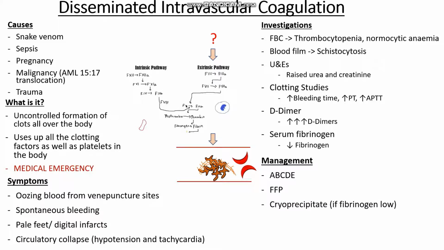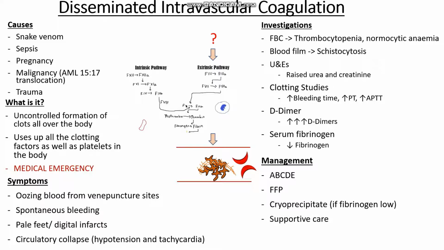The next thing we can do is give cryoprecipitate if fibrinogen is low, because cryoprecipitate is a concentrate of things such as fibrinogen, factor 8, and Von-Willebrand's factor mainly. So you can see it does replace quite a lot of the factors that we're deficient in.